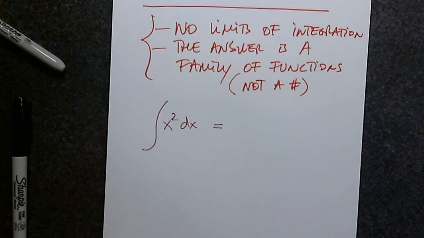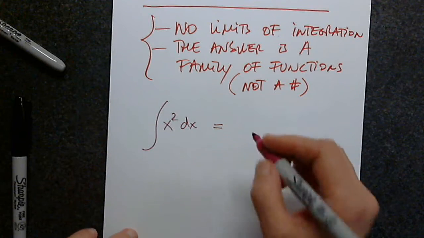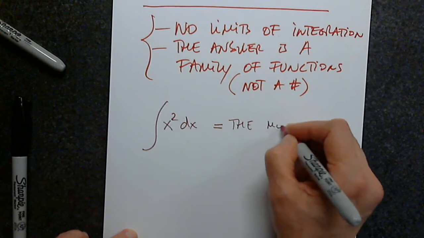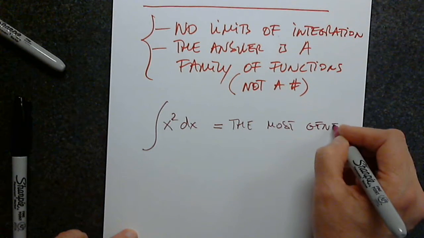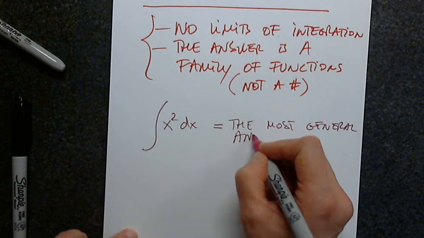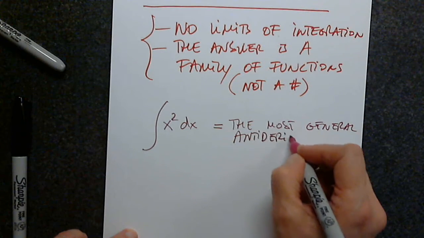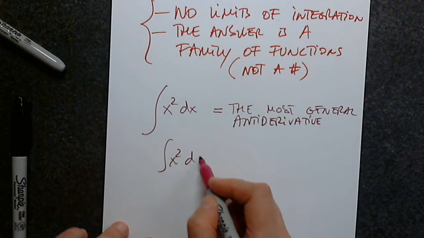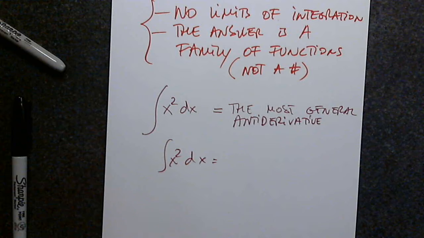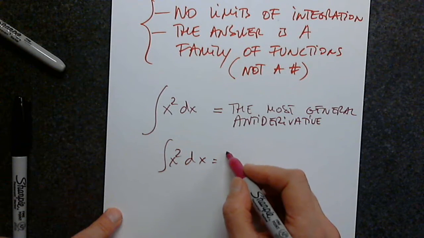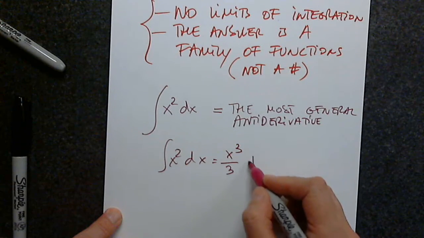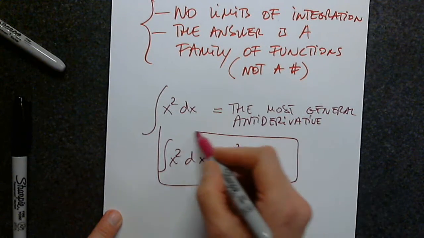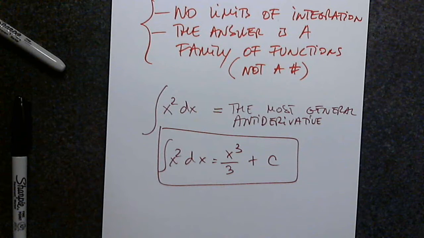It's the same thing as the most general antiderivative. So the integral of x squared dx is x cubed over 3 plus c. That's why the answer is a family of functions, because c can be any real number.